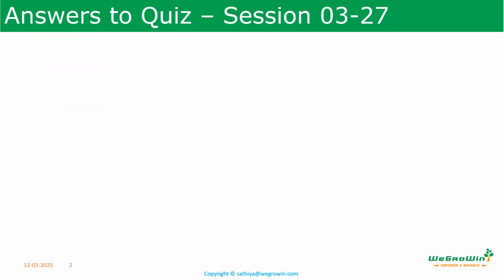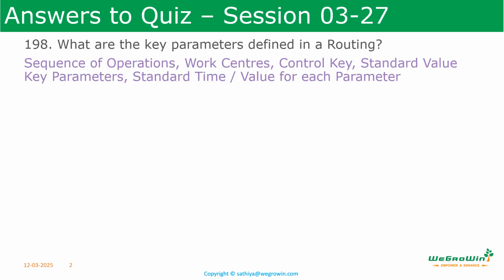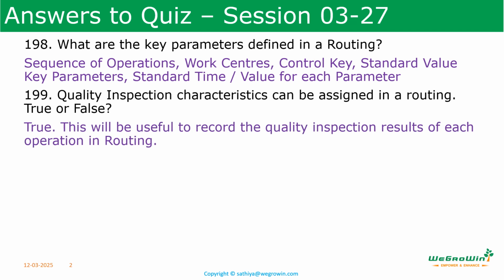Before going to the session, let us see the answers for the quiz we discussed in the last session. What are the key parameters defined in routing? In routing, we define sequence of operations, work centers, control key, standard value key parameters, standard time, and value for each parameter. Quality inspection characteristics can be assigned in a routing, true or false? True. This will be useful to record quality inspection results of each operation in routing.